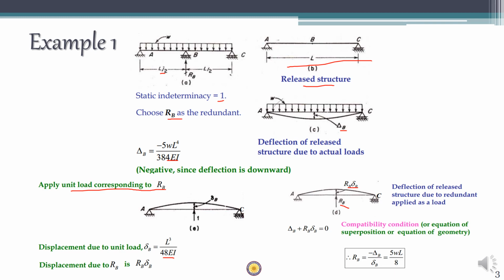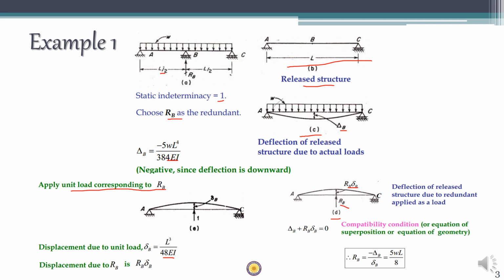Structure C and structure D. So if we add structure C and structure D, we will be getting the original structure, right? So now it is time for applying the compatibility condition. So if you look at the original structure, we can see that at support B, the compatibility condition is that the total displacement at B should be equal to 0, right? So displacement at B should be equal to 0, which means that if you add the displacement in case C and displacement in case D, these two cases at the location B, it should be 0.